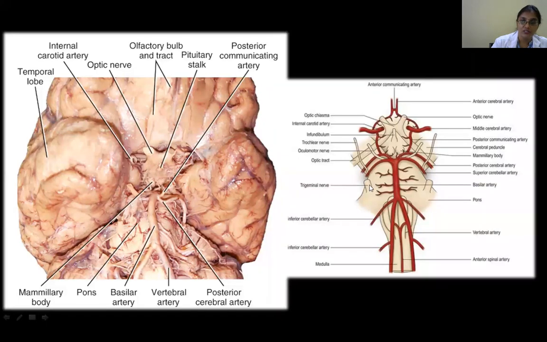Like here, if you see, this is the basilar artery. The vertebral arteries unite to form the basilar artery, and this divides here. Here are the posterior cerebral arteries, and these are the superior cerebellar arteries. So this diagram you should know, this is the circle of Willis.